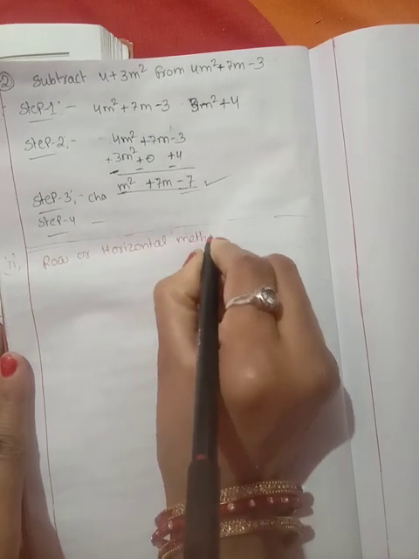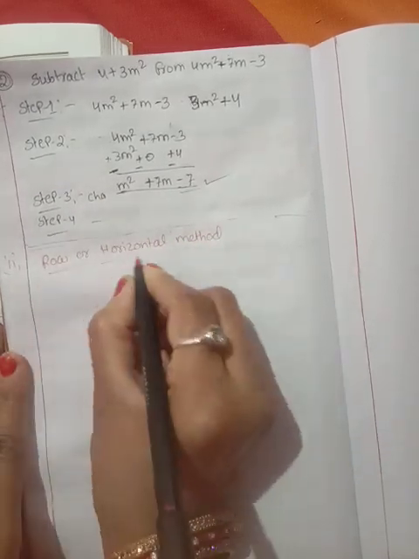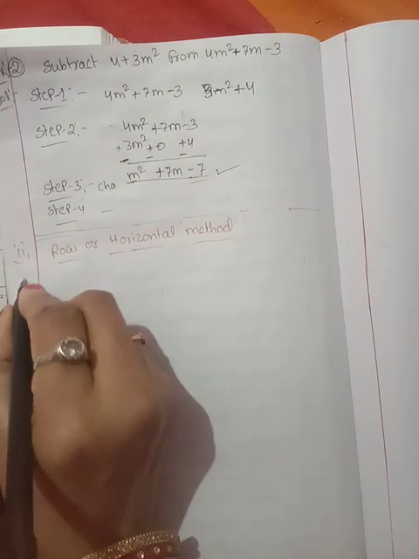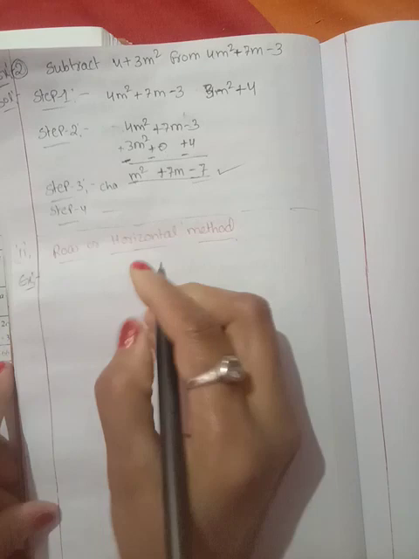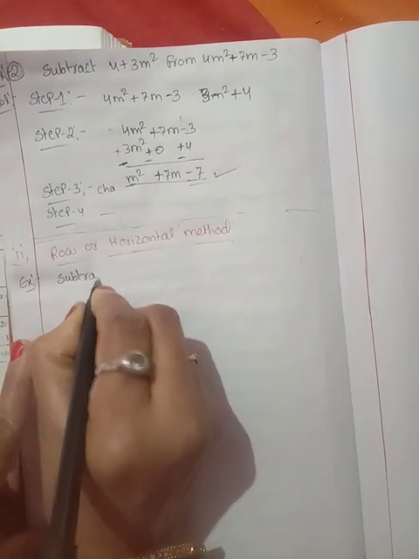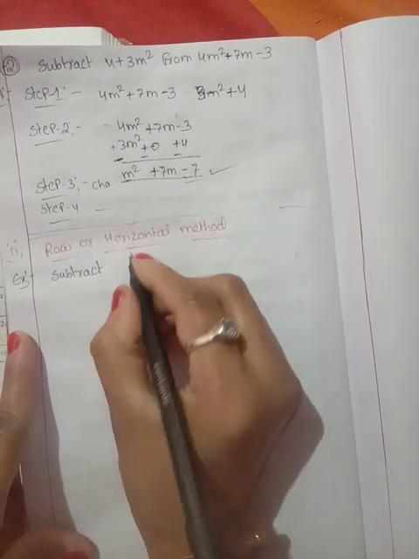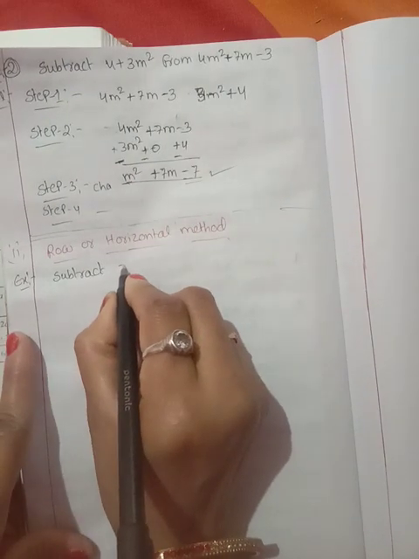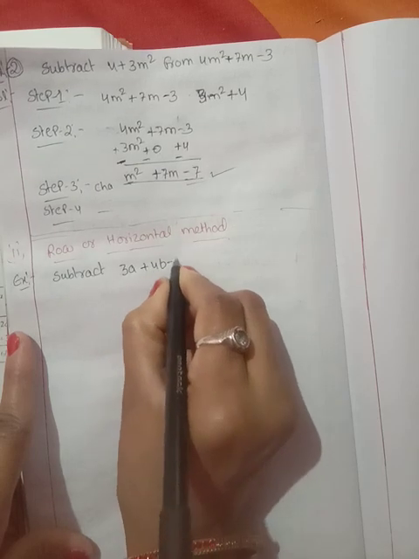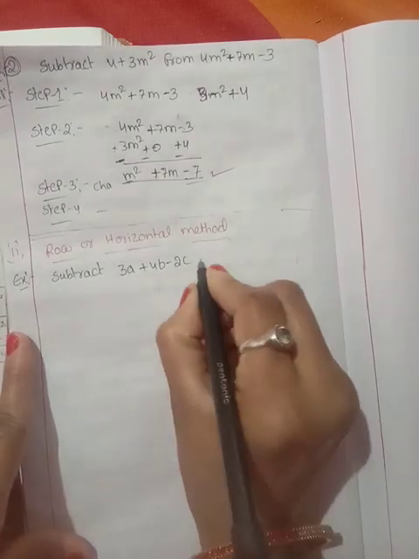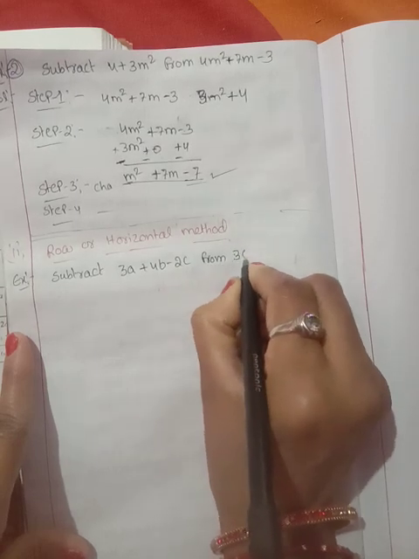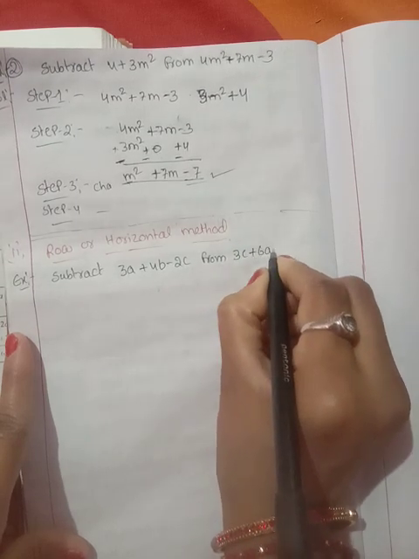Horizontal method. Let us consider one example. Subtract 3a plus 4b minus 2c from 3c plus 6a minus 2b.